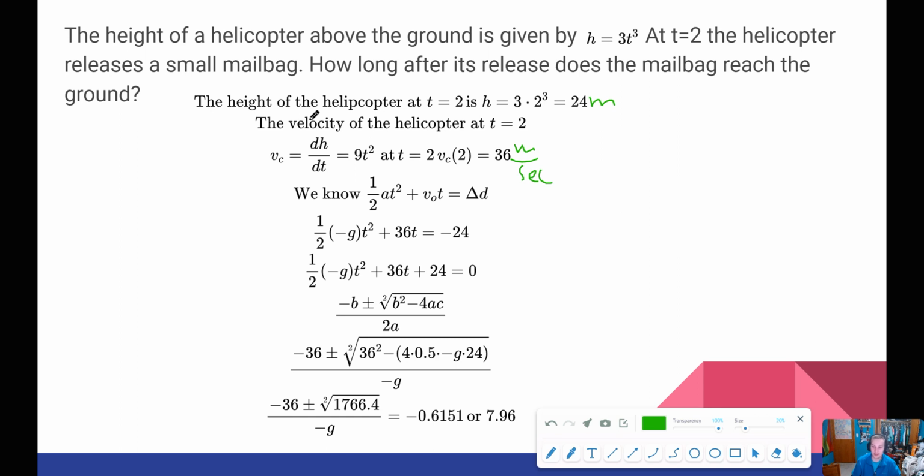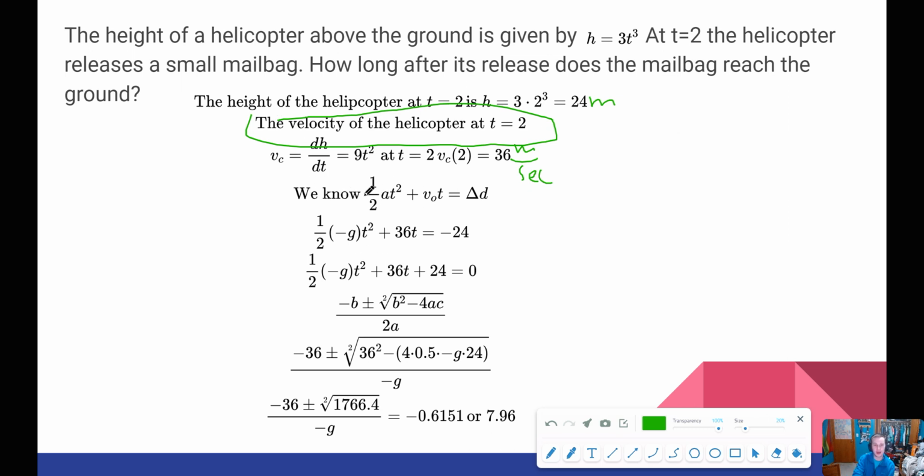So you need to account for the fact that there is velocity of the mailbag as it's being released. This is something that people will often forget. This is a way that teachers and professors and people who are giving you exams can trick you. People will often forget that the mailbag has an initial velocity. So don't forget about that.